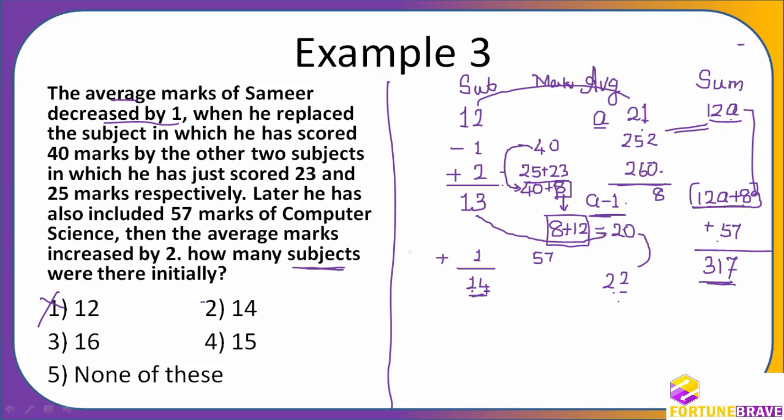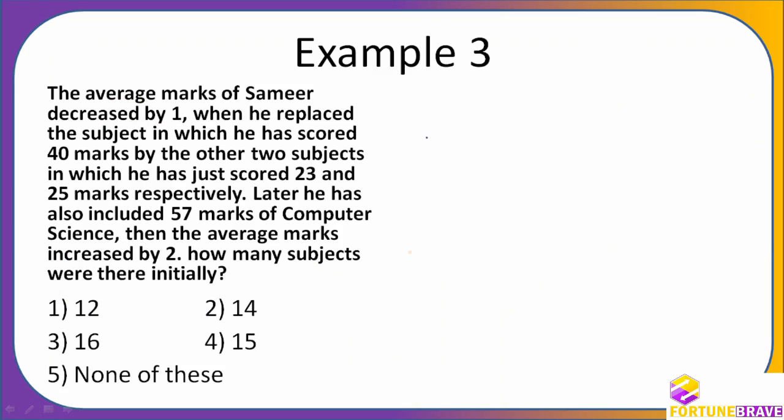Then we'll take 14. We'll try to make it 14. So I am again removing everything and we'll see it once again. Why spend so much time on this? If you ask me, you'll learn a lot in this question. Next, 14. So now I am going to take the average as A. So the sum will be 14 into A.